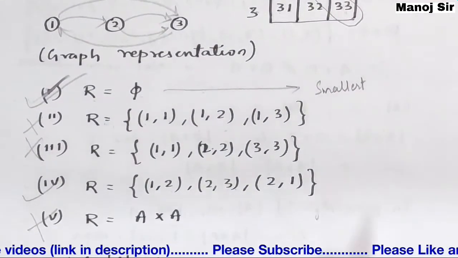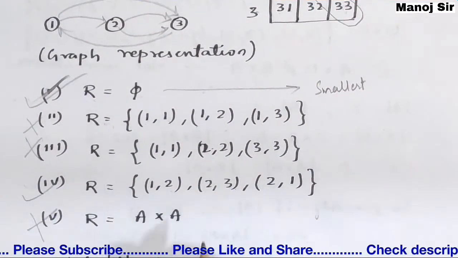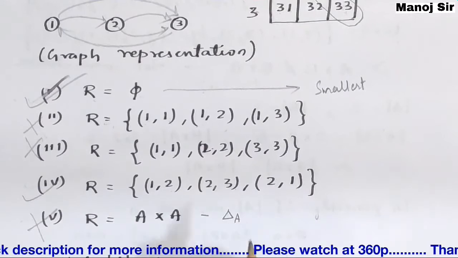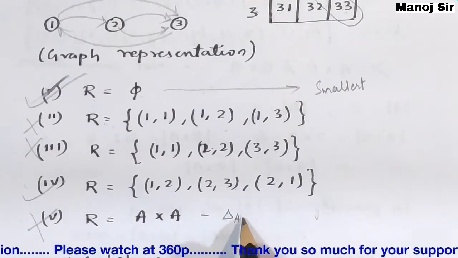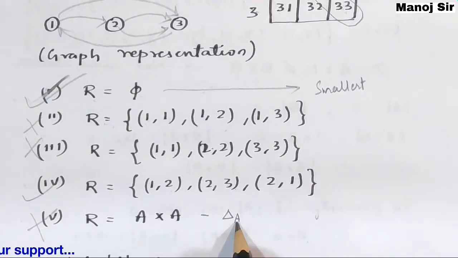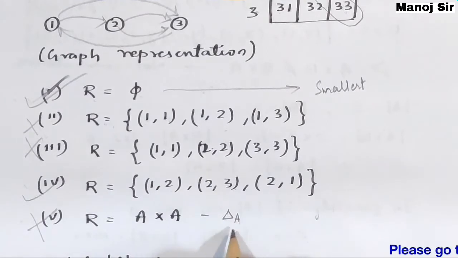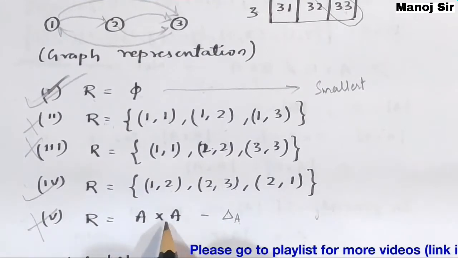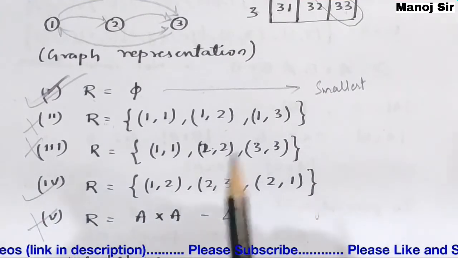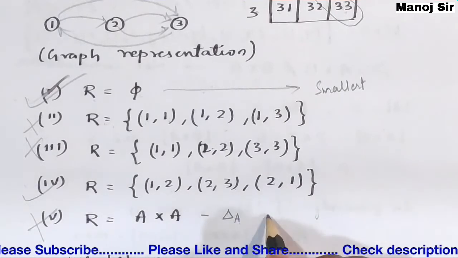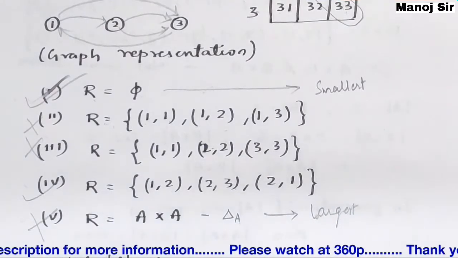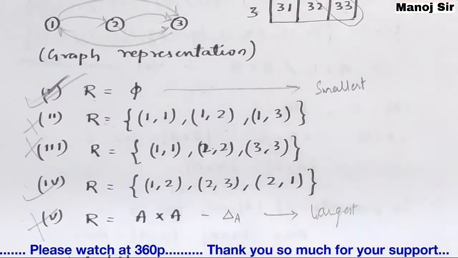So here the relation equals A cross A, and now I need to subtract the diagonal, denoted by triangle with subscript A. This is nothing but your diagonal pairs. Simply remove the diagonal pairs from your Cartesian product, and you will get the largest possible irreflexive relation. So this is said to be the largest possible irreflexive relation.